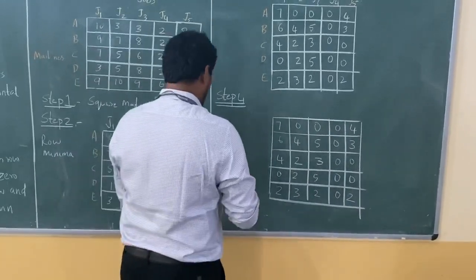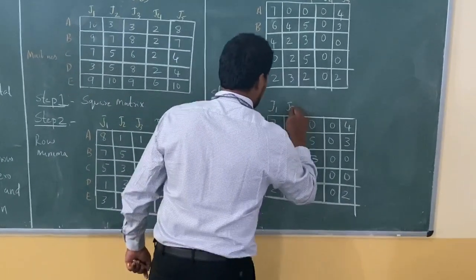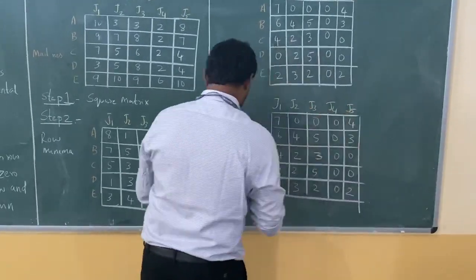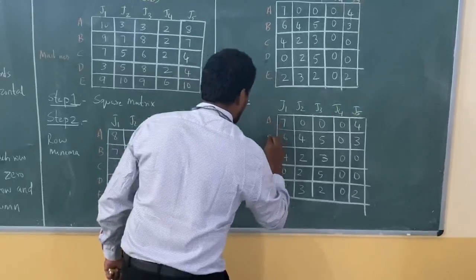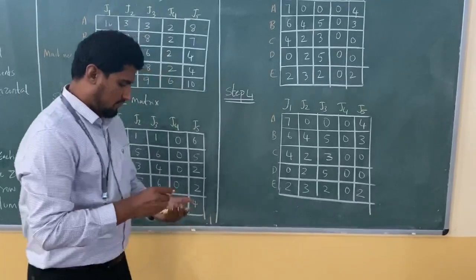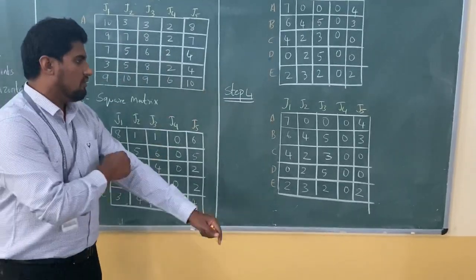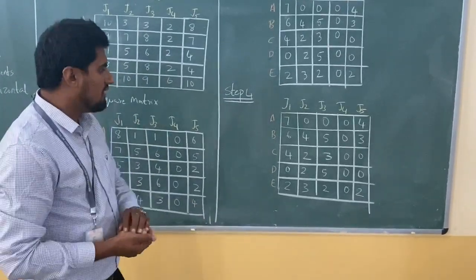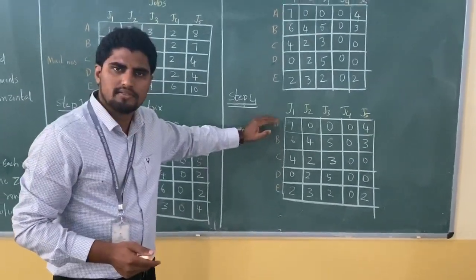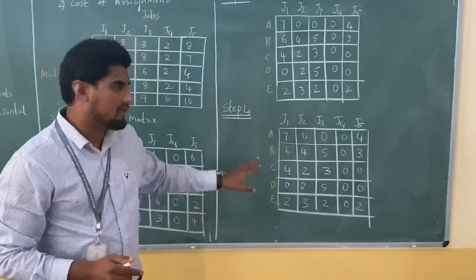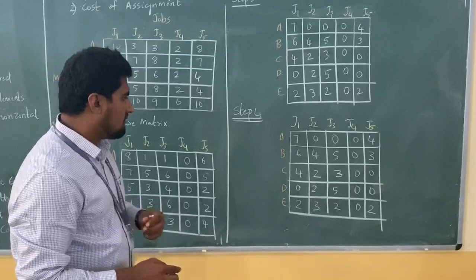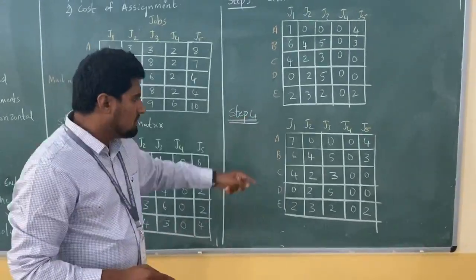Okay, again here it is J1, J2, J3, J4 and J5. Here it is A, B, C, D and E. So yes, in step number 4, we have to draw the minimum number of lines that covers maximum number of zeros. That is step number 4. So now we shall draw the different lines that cover the maximum number of zeros.